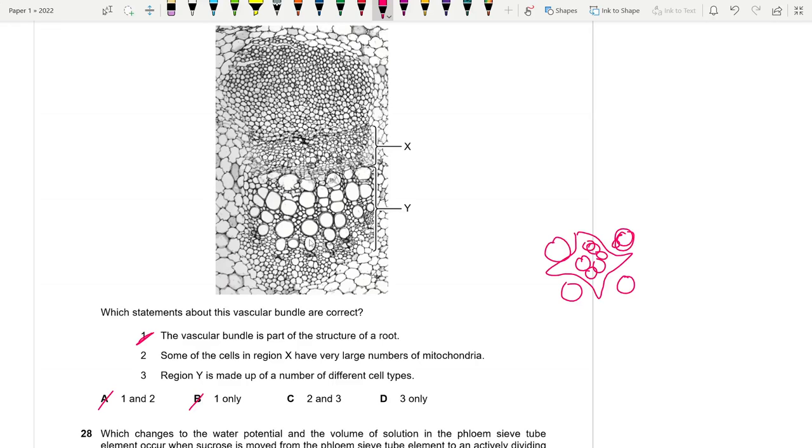Some of the cells in region X have very large numbers of mitochondria. This is true, because it's involved in unloading. Two is right. Region Y is made up of a number of different types of cells. Xylem is made up of different cell types, that's true. 2 is for sure true. I was a bit confused about 3. But since 2 is correct, it has to be option C, right? Region Y is made up of different types of cells, but it's mainly the xylem.